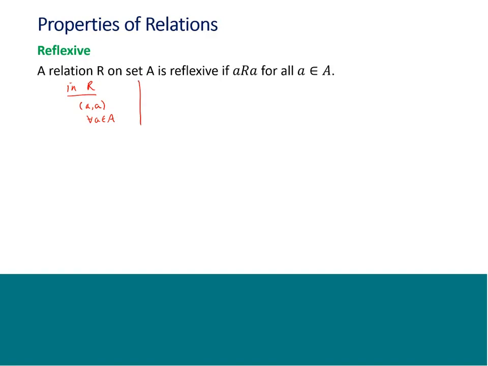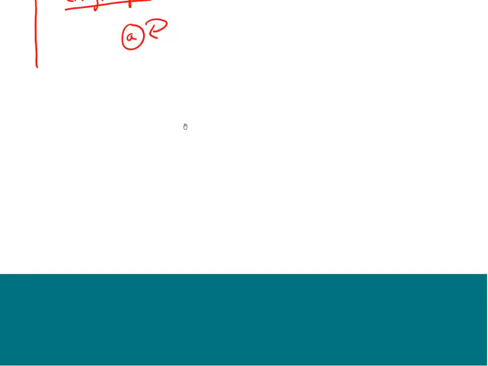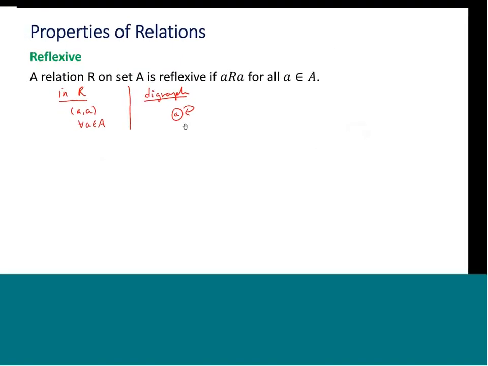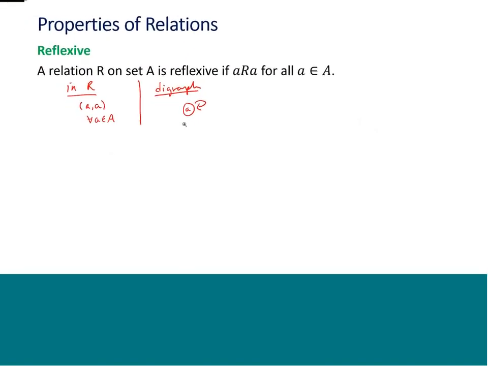So speaking of digraphs, what would it mean for a relation to be reflexive in its digraph? Or what would you see in its digraph, I guess I should say. So in the digraph, what you would see is on every vertex, you would have a loop. And that's literally it. So you would have all of your loops.